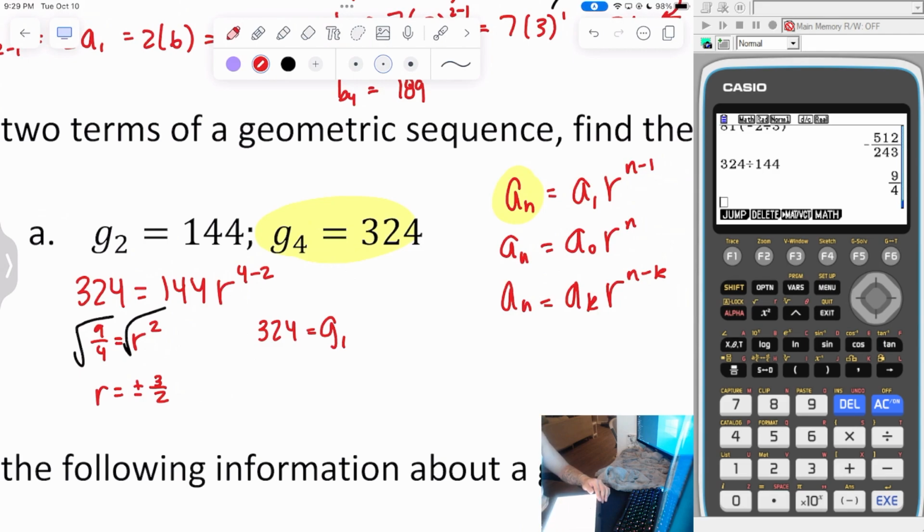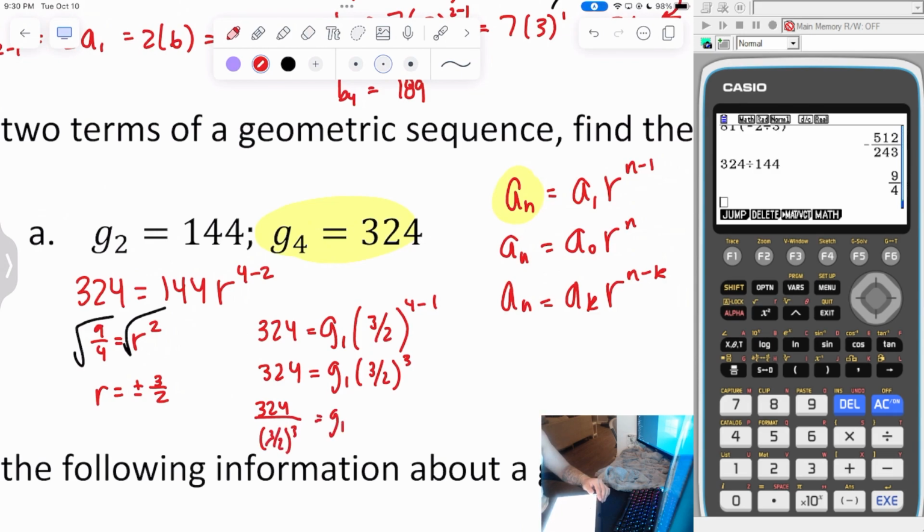And we'll do the positive 3 halves this time. We'll see that the negative 3 halves is not all that different. So we'll have 3 halves to the power of 4 minus 1. Simplifying this, I get 324 is equal to g sub 1 times 3 halves to the power of 3. And I'll take 324 and divide by 3 halves to the power of 3. And that should be equal to g sub 1.